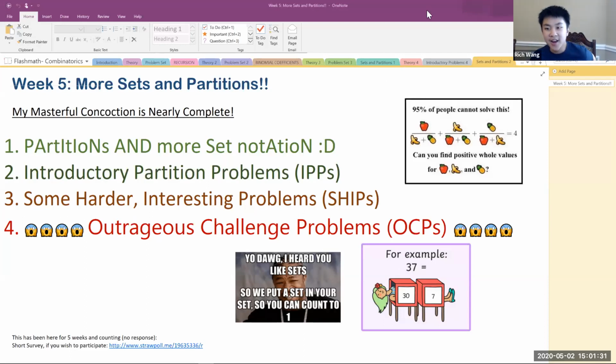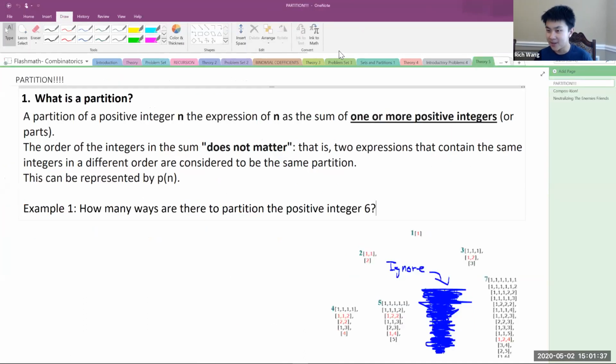Anyways, now we're going to be moving on into our theory for today. First, what is a partition? A partition of a positive integer n is the expression of n as one or more positive integer parts, as people like to call them. And the order of the integers in the sum does not matter. For example, if we're partitioning 3, then 1 plus 2 would be the same as 2 plus 1. So make sure you count those as the same partition and not as different partitions.